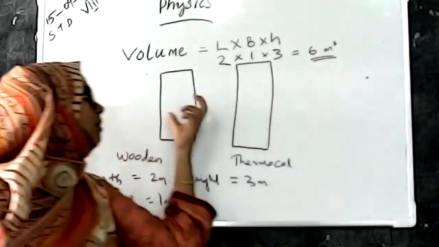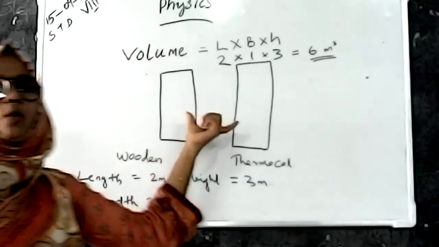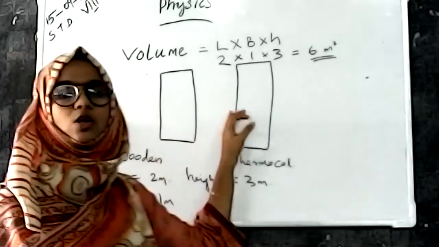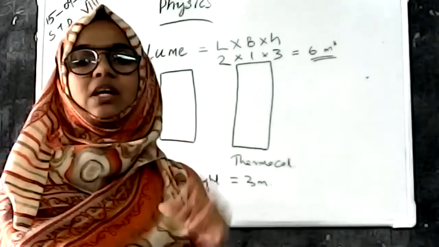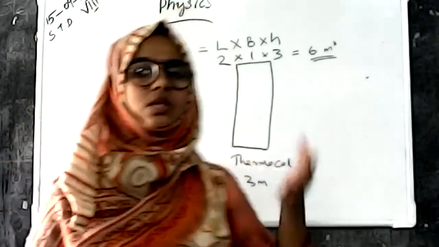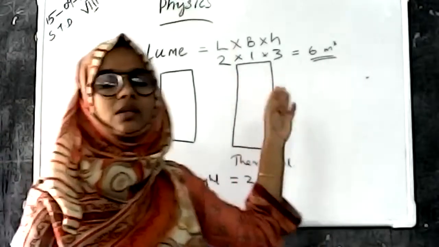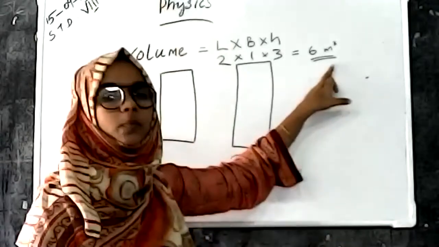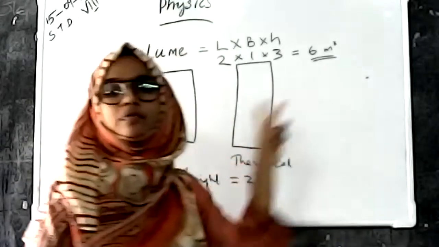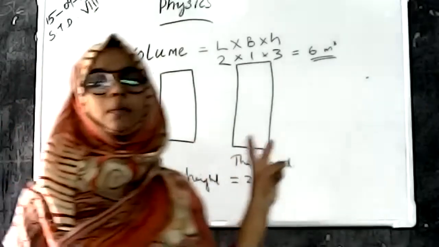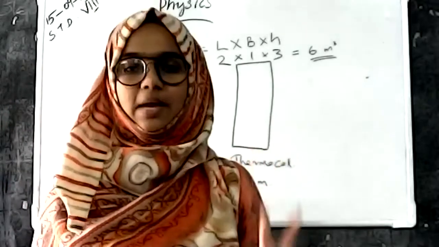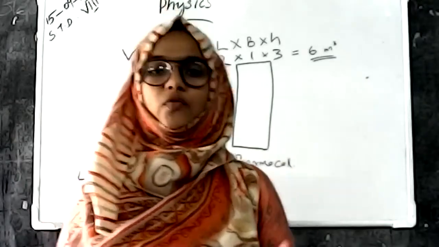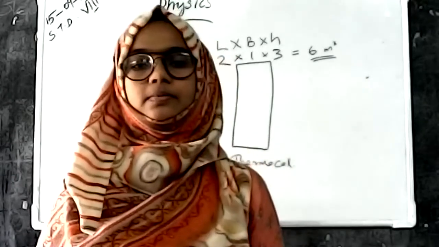Why is the volume of these two blocks the same? Because the length, breadth and height of these two blocks are the same, and we can calculate the volume using the equation length into breadth into height. Then we get the answer 6 meter cube as the volume of these two blocks. So the volume of these two blocks is the same. And now we want to define what the volume of a substance is, through a slide.